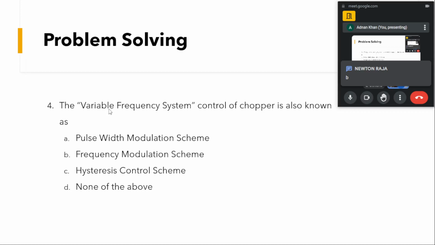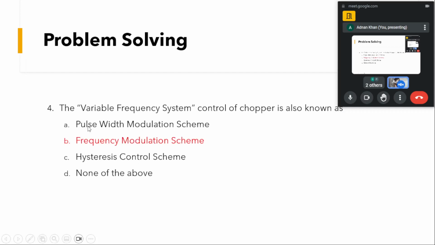This is implemented by the variable frequency system. Here it is telling the answer to this question, it is the variable frequency. So the option B is correct, the frequency modulation scheme. Because in pulse width modulation, we have a constant frequency and the turn on and turn off time is changed. And by changing the modulation amplitude, if we move the modulation amplitude higher, our turn on time will be higher depending upon the logic we have used.